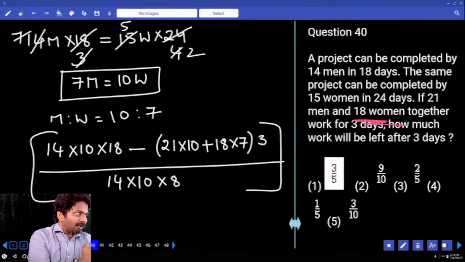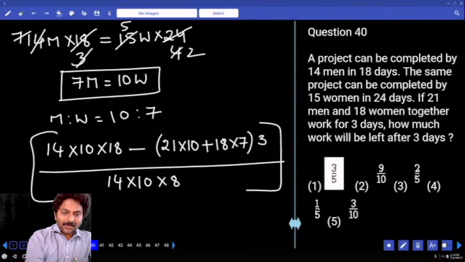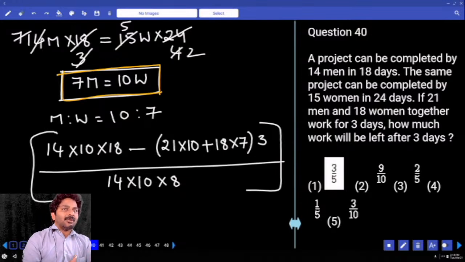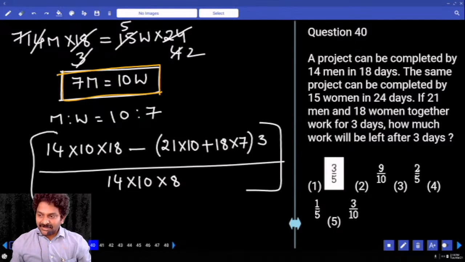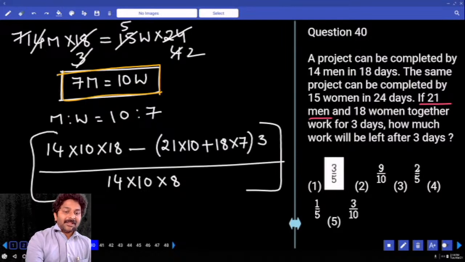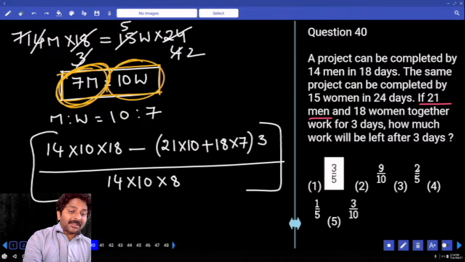You want to copy this? Can I remove it? Sure? Right. Now, after getting this, yellow one, 7 men's efficiency is equal to 10 women. Now the other way is, you can convert the entire information to only men or only women. Right, now look at this. How many men are starting? 21 men. That is 3 times this number, which is equal to 30 women.